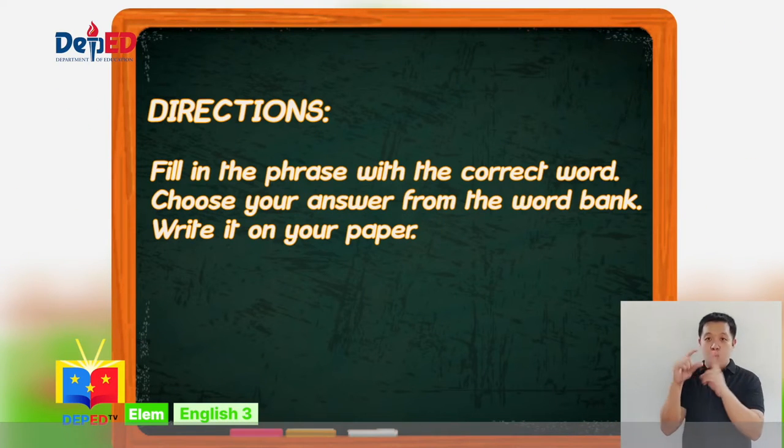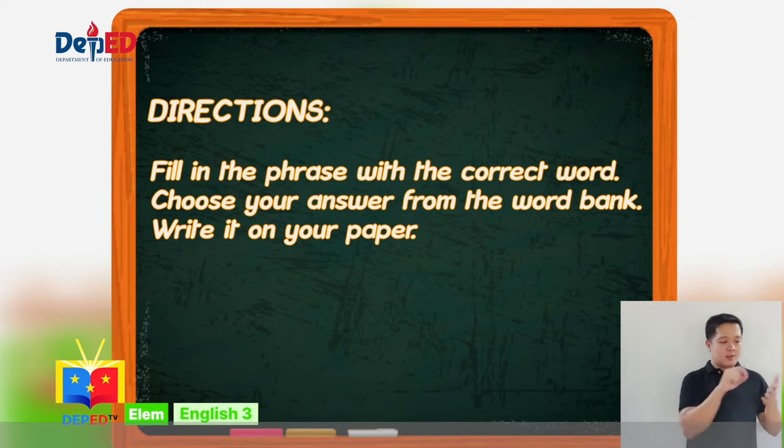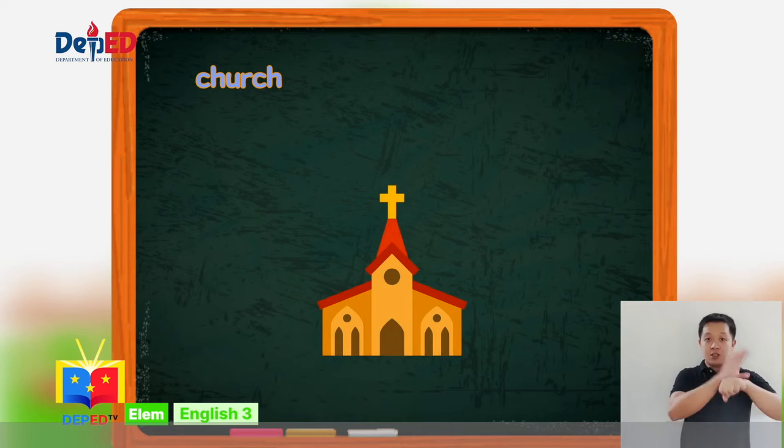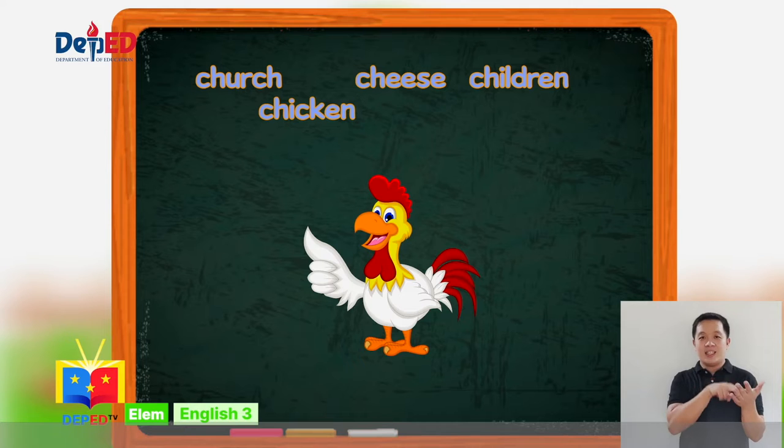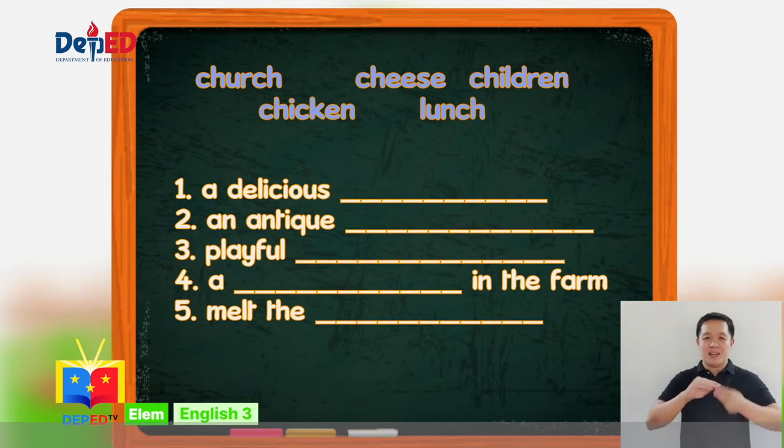Directions. Fill in the phrase with the correct word. Choose your answer from the word bank. Write it on your paper. Church, cheese, children, chicken, lunch. Number one, a delicious blank. Number two, an antique blank. Number three, playful blank. Number four, a blank in the farm. Number five, melt the blank.